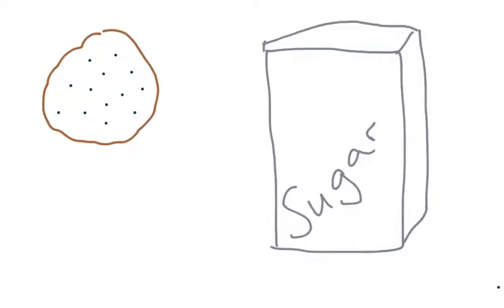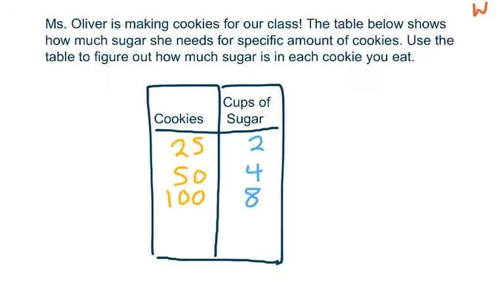Our next example is about cookies and sugar. Miss Oliver is making cookies for our class. The table below shows how much sugar she needs for a specific amount of cookies. So if she wants to make 100 cookies, she needs 8 cups of sugar. So we're going to use this table to figure out how much sugar she needs for one cookie, for each cookie.